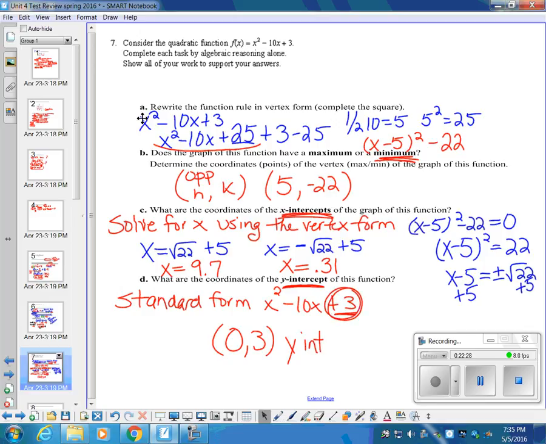Okay, now remember, you can check every one of these answers in your calculator when you put y equals x squared minus 10x plus 3 in and graph it. You can find your minimum, you can find where it crosses the x, and you can find your y. So if you are worried about your answers, then put it in your y equals and make sure it matches.